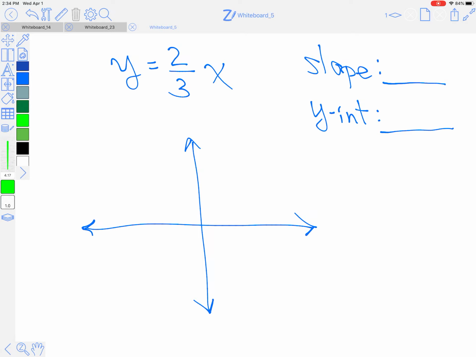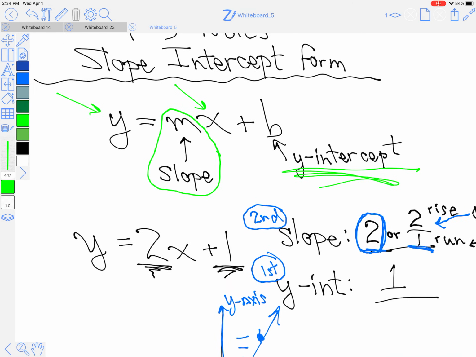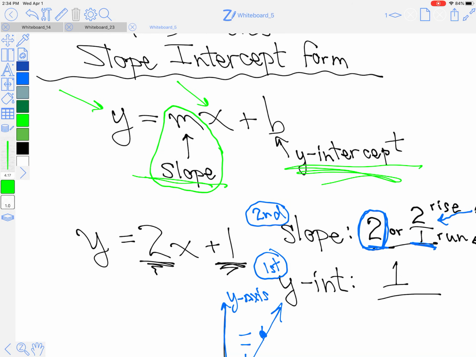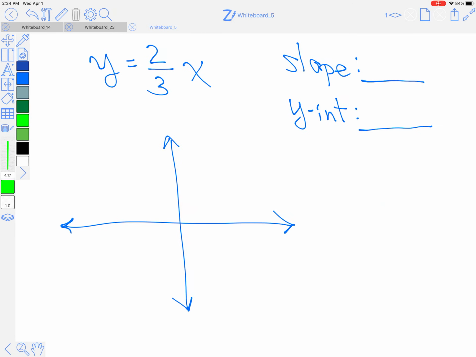So when I look at this equation, the slope, like we talked about before, is that number that's in front of the x. So if I get back to this problem, the number in front of the x is 2/3. So my slope is 2/3. That's perfectly fine, and it's actually good that it's a fraction. That tells me I go up 2 and right 3.